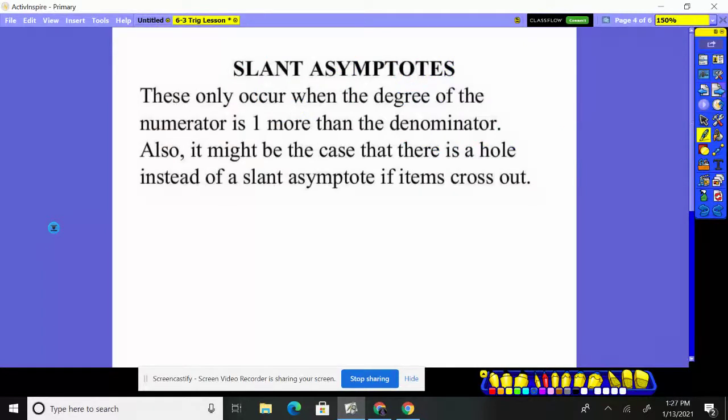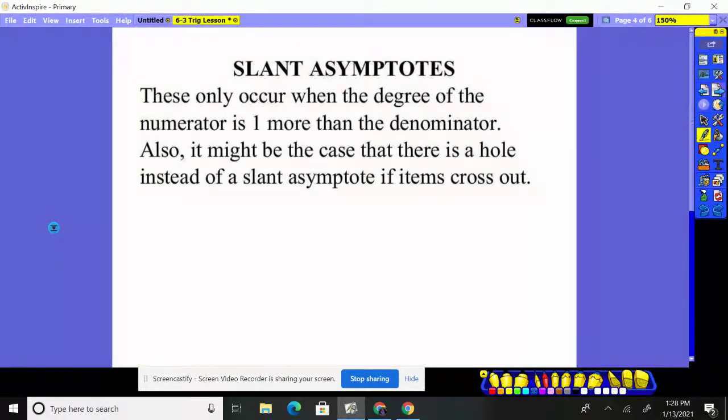Now, let's move on to slant asymptotes. These only occur when the degree of the numerator is 1 more than the denominator. Also, it might be the case that there's a hole instead of a slant. So the first thing we do is look for a hole and say, hey, is somebody going to cross out here? That's going to happen when the top will factor and it crosses out with the bottom. Then there's a hole. But sometimes there isn't a hole, and that's going to mean, hey, this might have a slant asymptote.